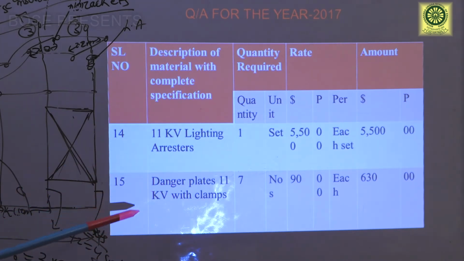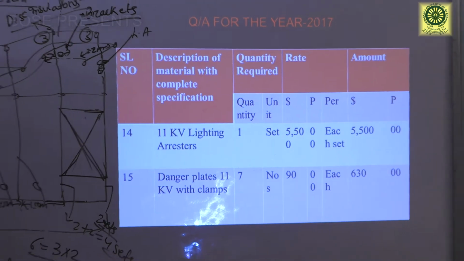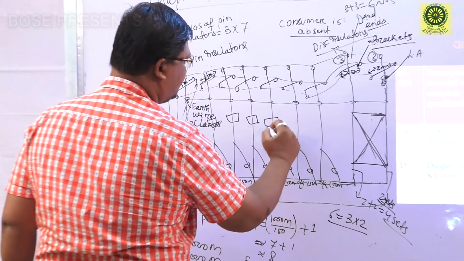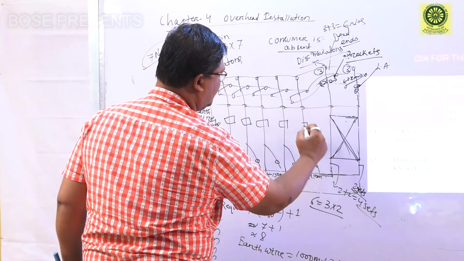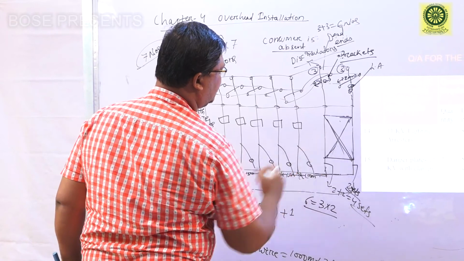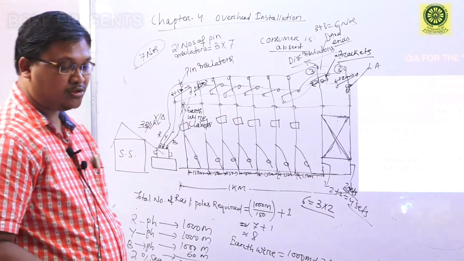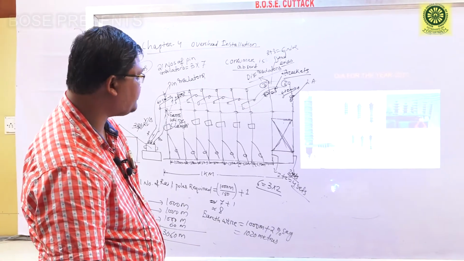Danger plate 1 kV with clamp. Danger plate is required, so danger plate 7 numbers. Each pole we are having the danger plate. So 7 numbers, one is 90 rupees, so total is 630.